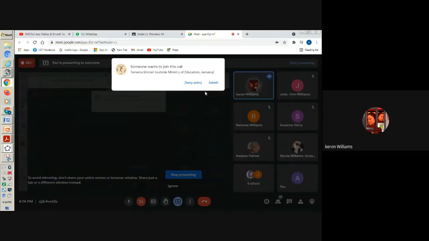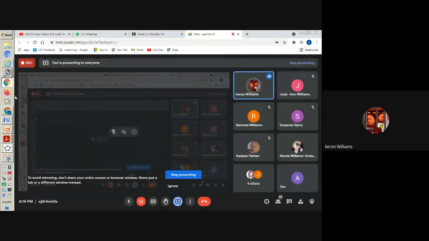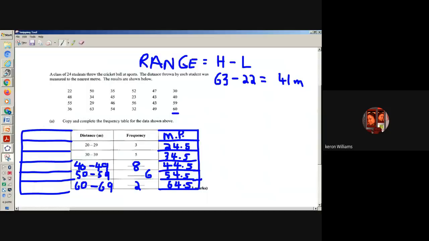Sir, before you go on any further, sorry to interrupt, but you see the 24.5, the MP that you have out there? I'm at a loss as to how you get it. All right, so basically, MP stands for what?